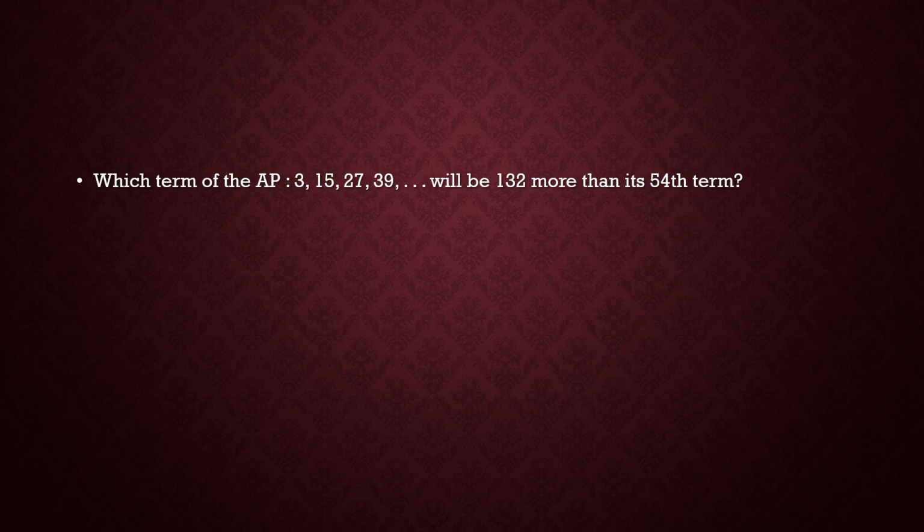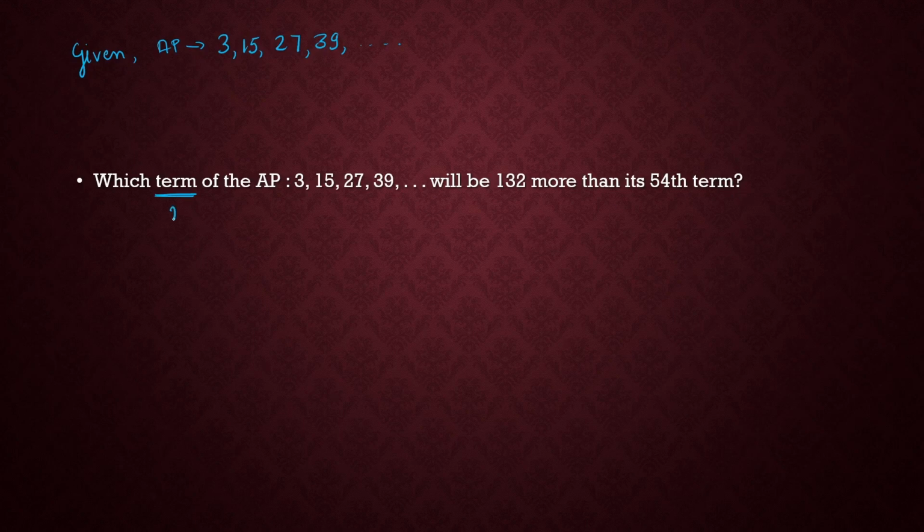So we have paused the video and try solving this for yourself. If not, let's see. Now here comes the next question. So in this question, what they've said, which term of an AP? So the given AP is 3, 15, 27, 39, and it goes on. It's an infinite AP. Will be 132 more than its 54th term. So they have asked me which term.